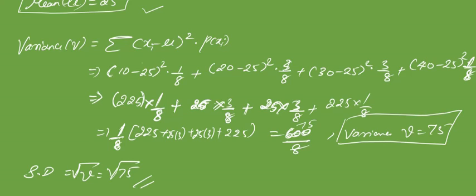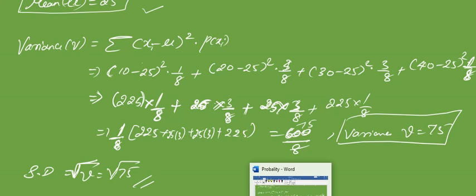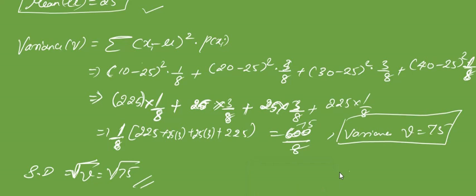Kindly please check. So variance, once you got the value of variance, you can easily find the standard deviation. That is nothing but under root of variance, which is equal to root 75. So I hope this problem on discrete is clear.